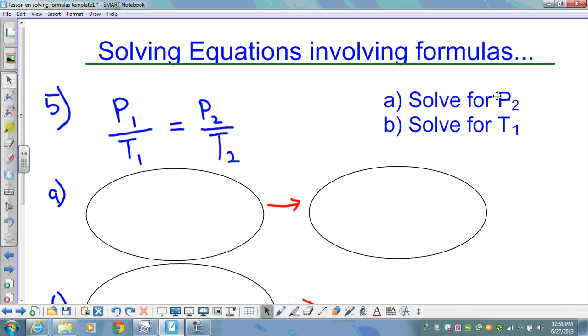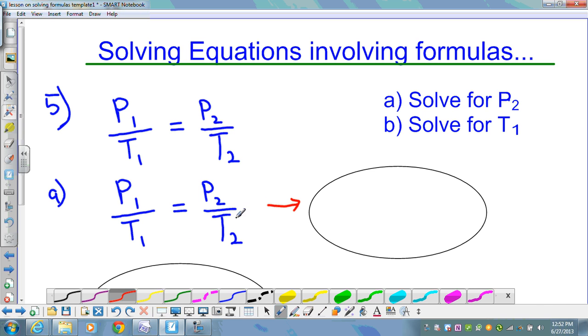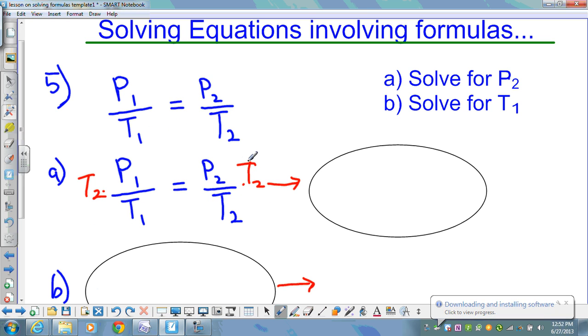Okay, for solving for P sub 2, this is what you're trying to isolate from everything else. That means you just need to get rid of this quantity. And how can we do that? Since P sub 2 is being divided by T sub 2, to get rid of it, like we've done in the last few examples, we need to multiply both sides by T sub 2. So let's begin with that equation. And I will multiply both sides by T sub 2. And T sub 2's on the right-hand side are going to cancel. And already we have our answer.